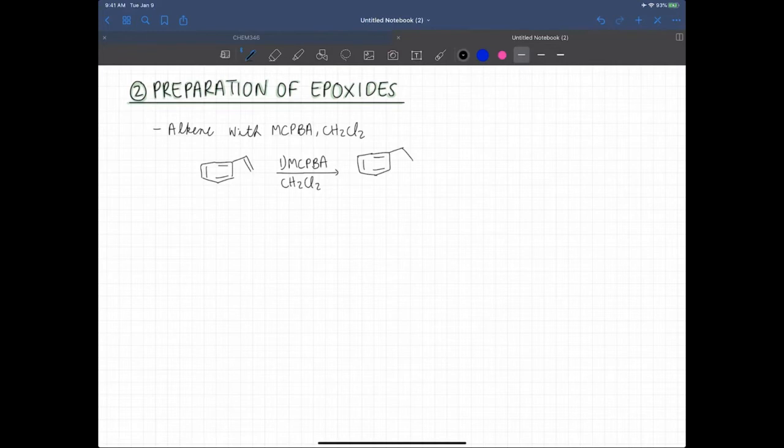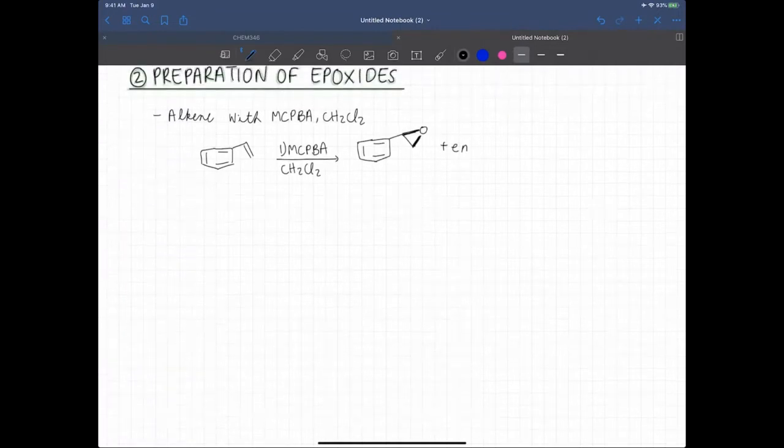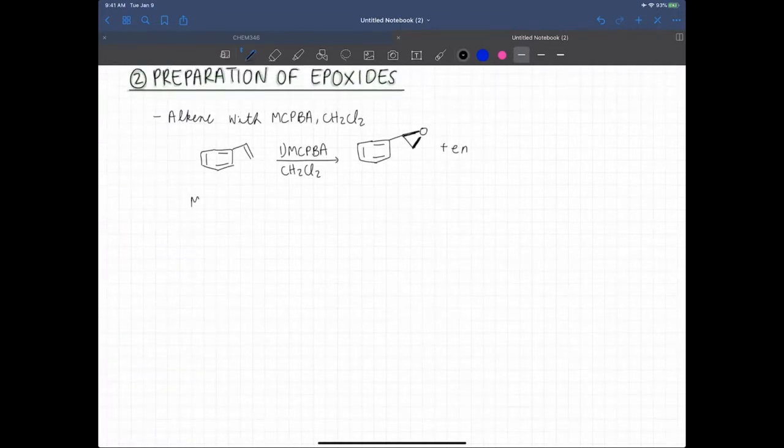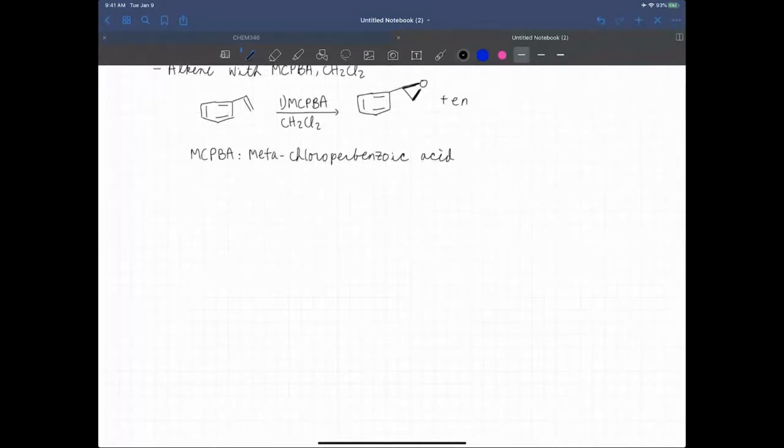When we taught you addition reactions, we told you that this kind of gives you the anti-dihydroxylation plus the enantiomer here. But the dihydroxylation part comes after you make the epoxide. So I feel like I just need to remind you again, MCPBA means meta-chloroperoxybenzoic acid. Okay, and it looks like this.